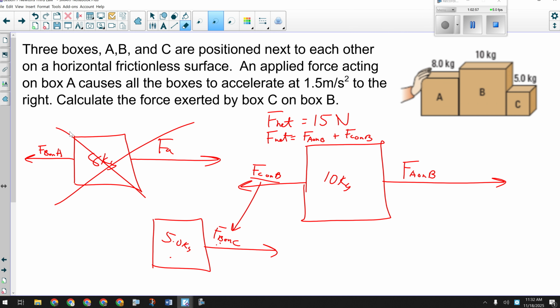That's what makes the third law difficult. We'll talk more about that tomorrow.